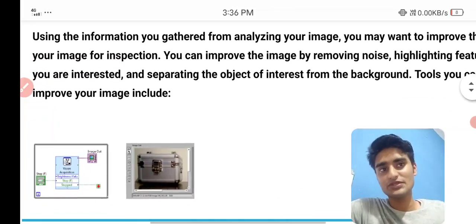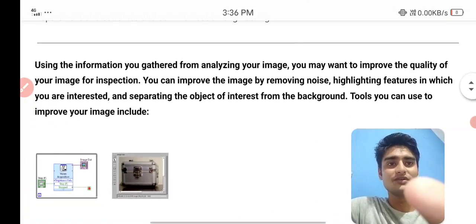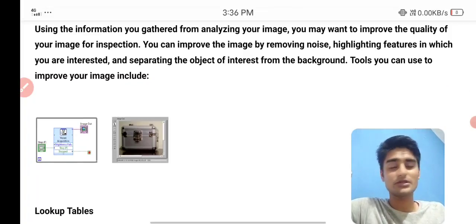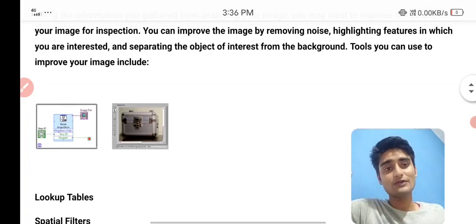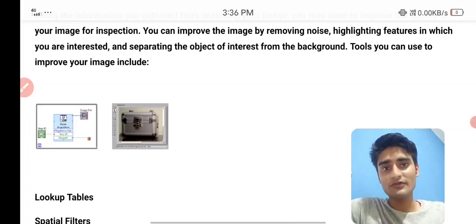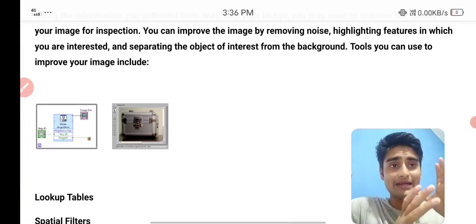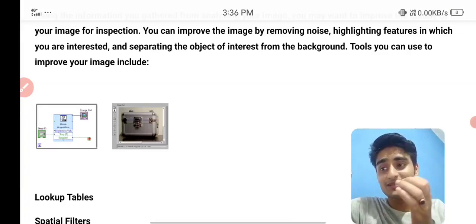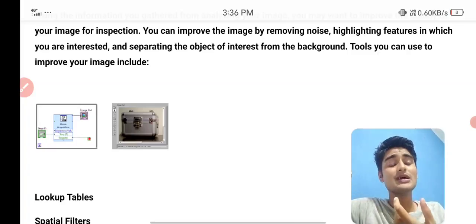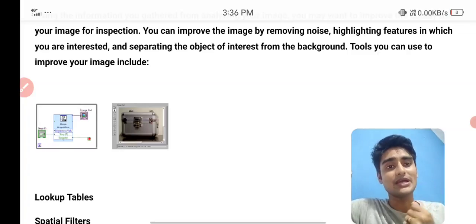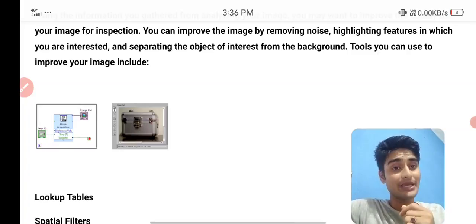So, using the information you gather from analyzing your image, what kind of things usually stick in our minds to improve an image, what should we keep in mind? Whenever we have fetched the image from our webcam, it is simple and clearly understandable, even a 10th class student can do this in LabVIEW. But the main motto of our project is to analyze the image, to control and to monitor the image. How can we do that? That is the main intention of the project.